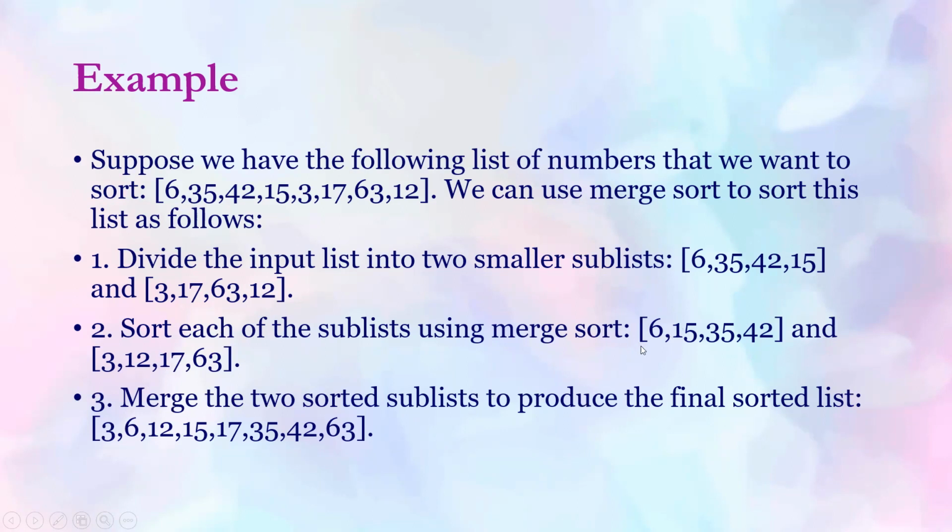So 6 I am taking from here and 15 I am having, but I find that 3 is lesser than 6. So I will start with 3, then 6, then 12. Then I take 15 from here, then I have 17, then I have 35 from here, then 42 from here, and finally I have 63. So I sort in my sublists, and before I merge these two sublists, I make sure that I am sorting, and I am finally merging.